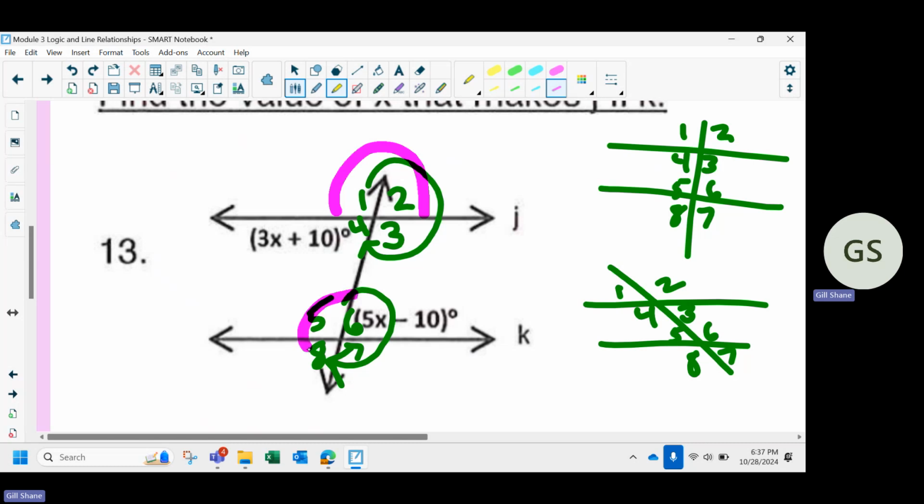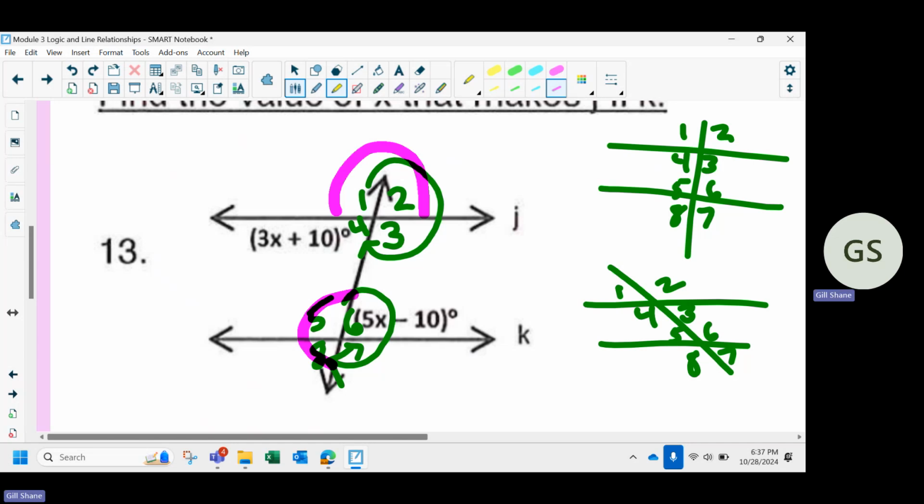We could also do that down here. Here's an odd and an even down here, 5 and 8. Well, again, that's a linear pair. They have to add up to 180. Well, that's true for every odd and even. You could pick any odd and even angles in this picture, and those two angles would have to add together to equal 180.